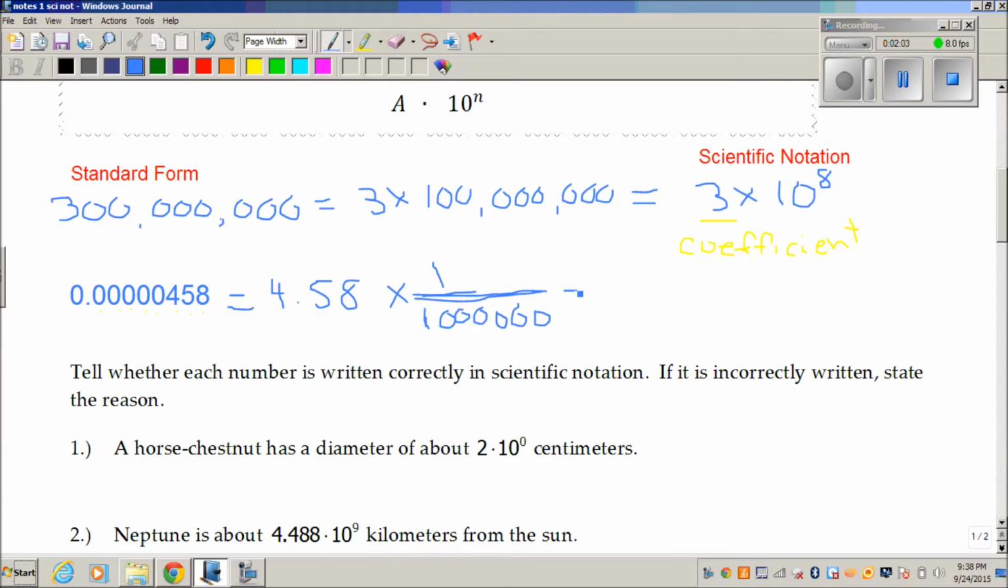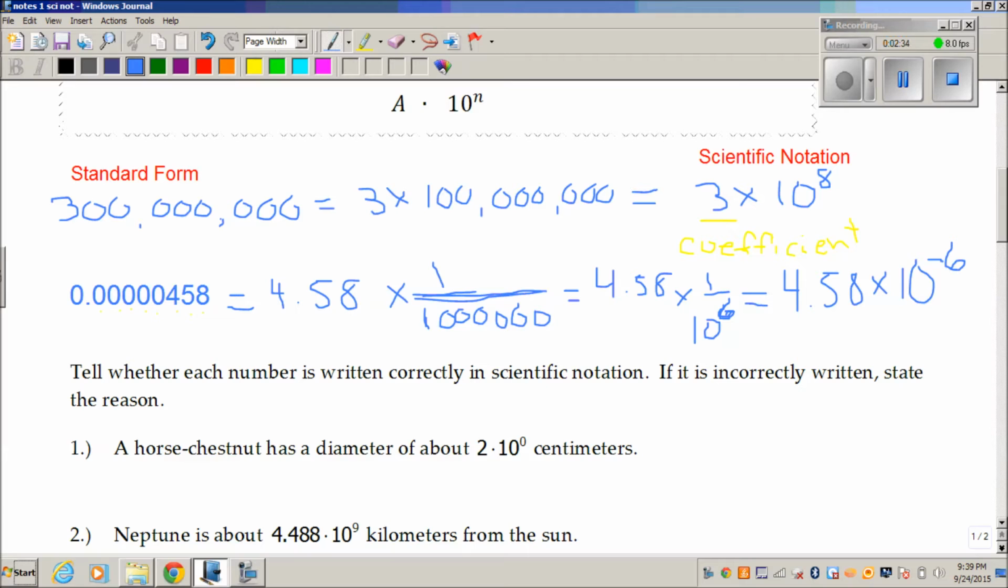Now, we learned in our exponent unit that we can rewrite this as 4.58 times 1 over 10 to the 6th, because it's got 6 zeros, so that's 10 to the 6th. And if we have 1 over 10 to the 6th, that's equal to 4.58 times 10 to the negative 6 power.